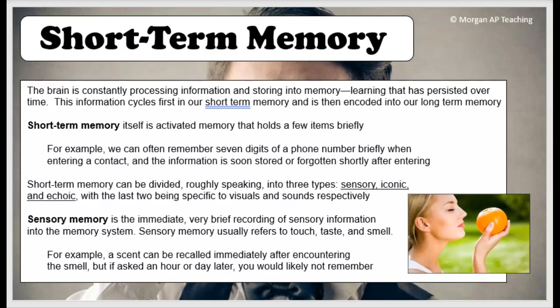So maybe when we get back to being able to leave the house, you go to a store and smell a candle and think, oh, my mom's gonna love this. Mother's Day is coming up, kids. You smell it, it's great, and then someone asks, what'd you get your mother for Mother's Day? Oh, I got her a candle. What does it smell like? Hmm. That may not have gone into long-term memory. That may have just lived in your short term for a little bit. So that's sensory memory. Those have to do with your senses, specifically touch, taste, and smell.